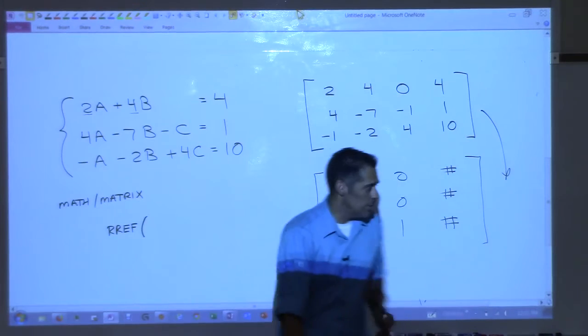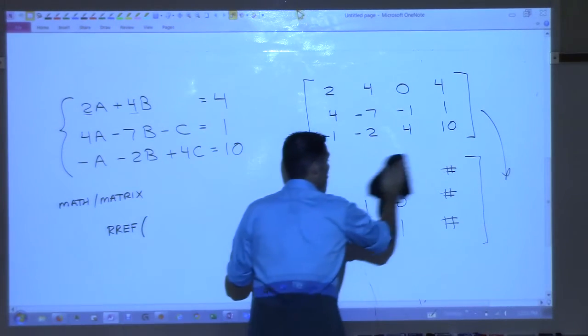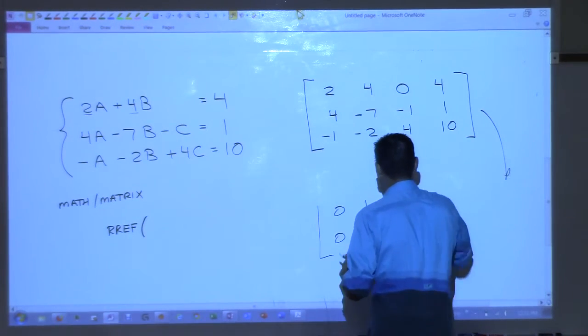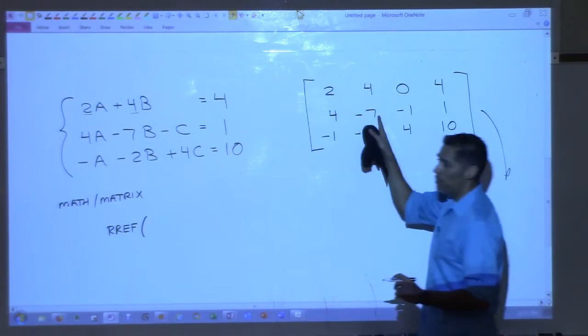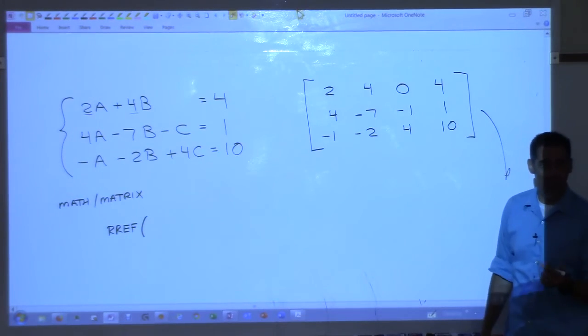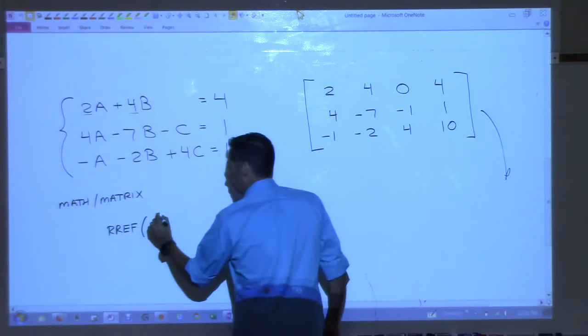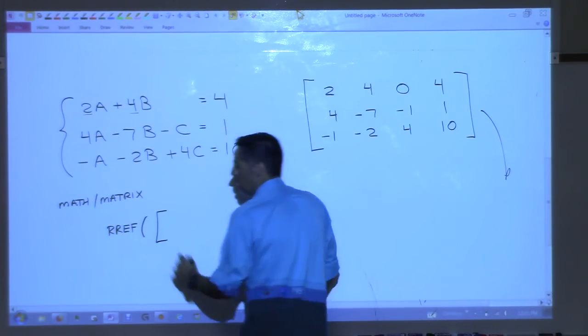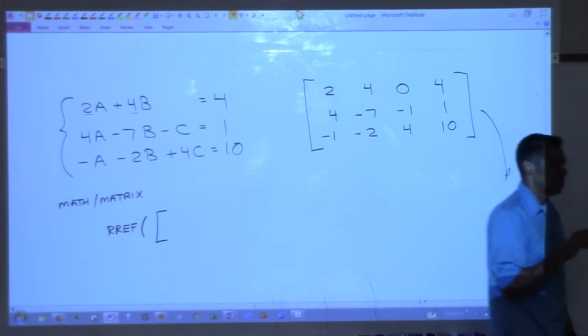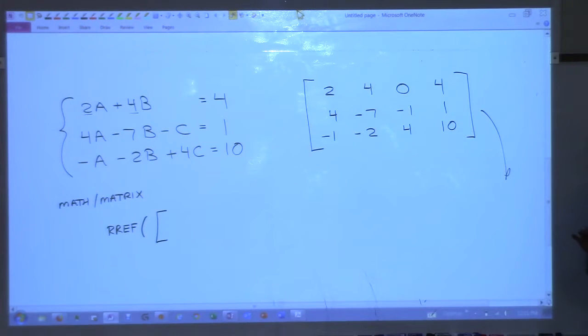So now what you need to do is actually put this matrix into your calculator. We need to put this into the calculator, so I want to show you the syntax for that. First thing you do, after the parentheses, you put a bracket. That first bracket is telling your calculator that you're about to start the matrix. All right? So here comes the matrix.